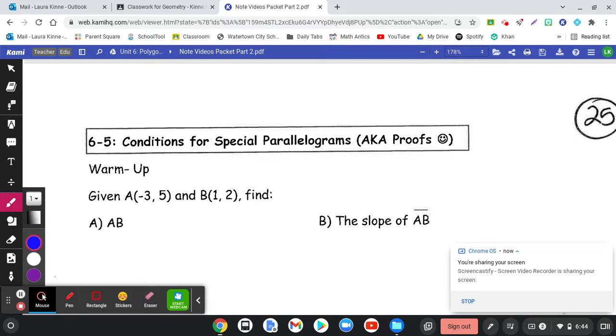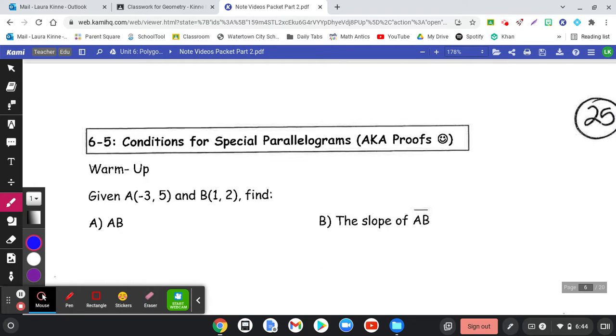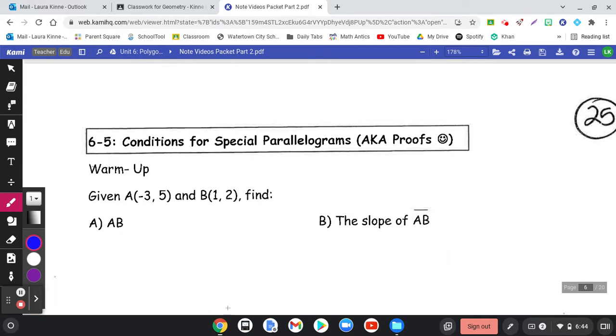Hi everybody, today we're going to talk more about the proofs that we were looking at last class. So we're on page 25 in your packet. Again, if you need a copy of this packet, I have them in class.